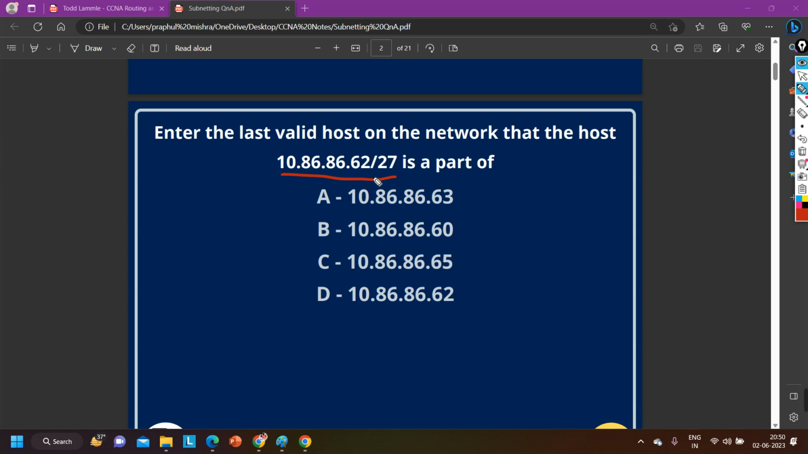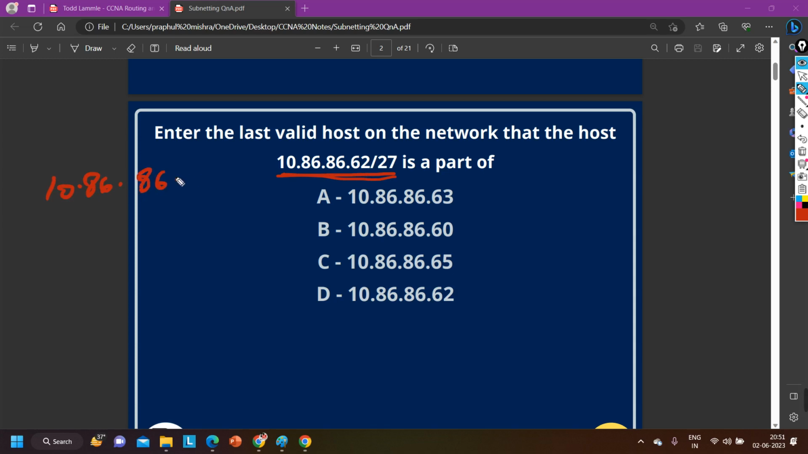63. What about other guys? Nirav? 62. Maybe 63 is the broadcast. Nirav, what should we answer? 63, I think. Because the host part is 5 bits, so 2 to the power 5 will give you 32. So block size will be 32. The network ID of this IP address will be what?